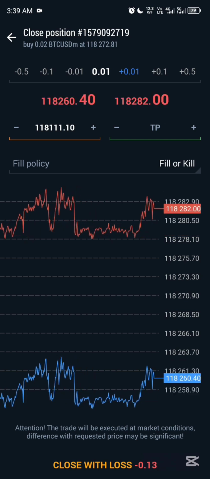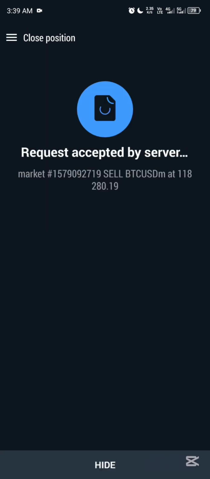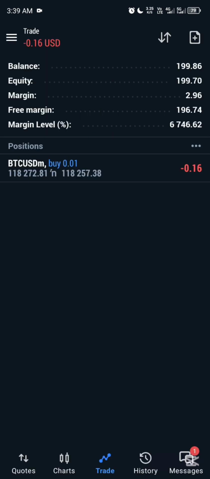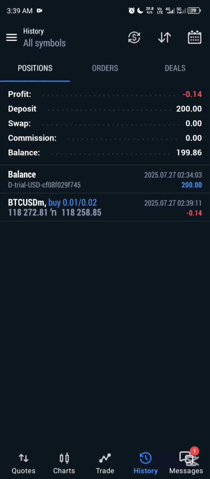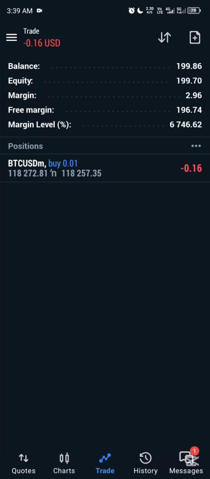So now we are closing 0.01 of this trade. So we close 0.01. As you can see, the trade is still running, but now it has reduced. It's no longer 0.02, it is running in 0.01. Now if you come to the history here, you will see that we closed this trade. We closed a bit of it, and then we still have the rest running here. So it's as simple as that.